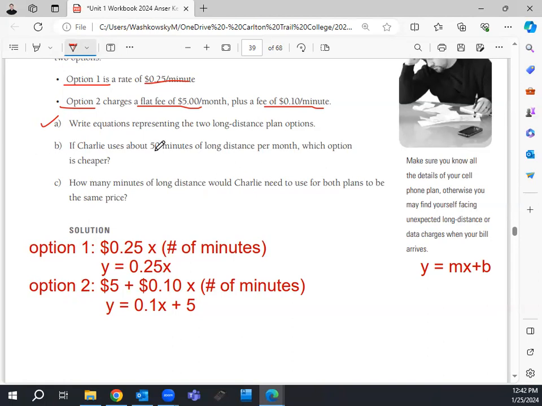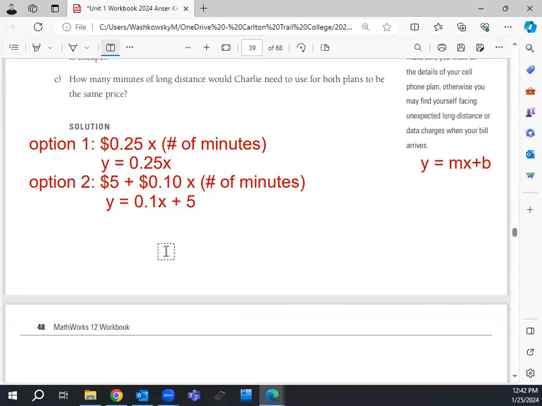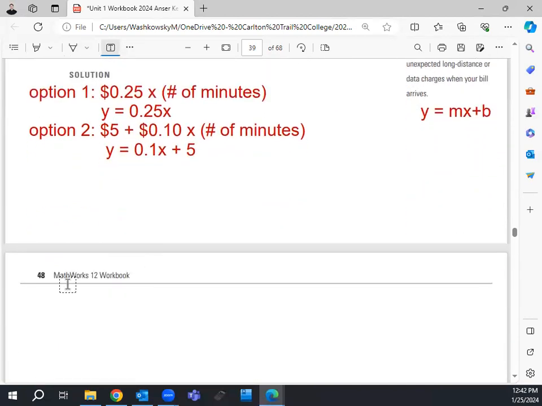So the next question here is asking us, what if he uses the phone for 50 minutes of long distance a month? Which one's going to be cheaper? This is a realistic problem that we sometimes have to go over, right? I know I have to do that with my data. I use a certain amount of data, I need a plan that meets that. So let's try that out. We're going to try question B now.